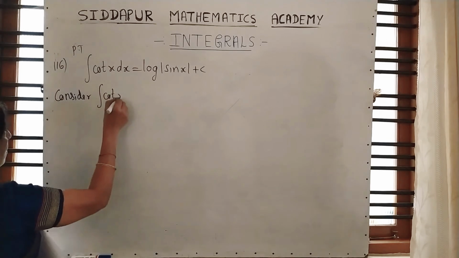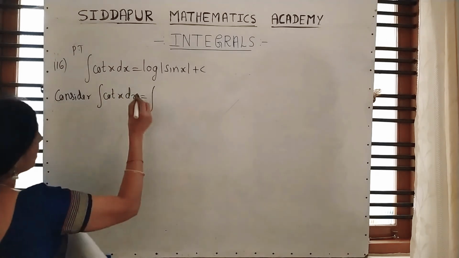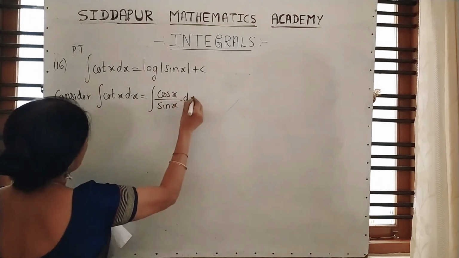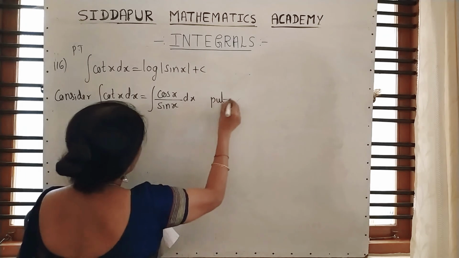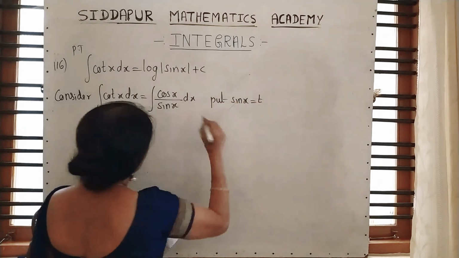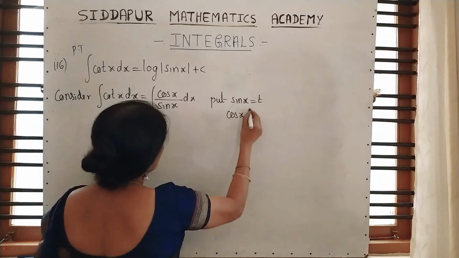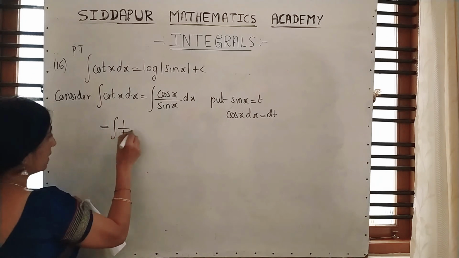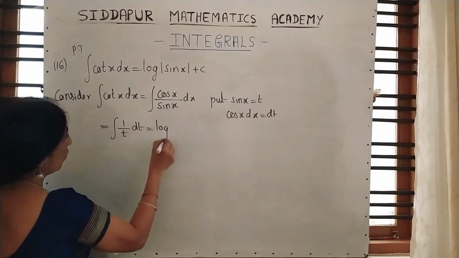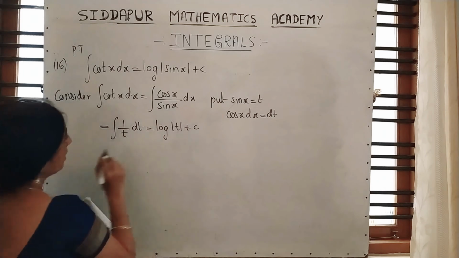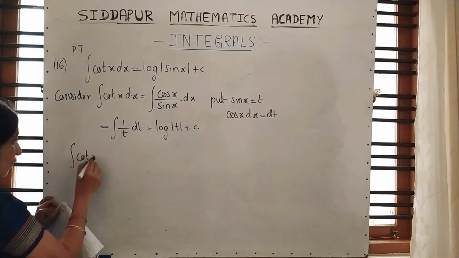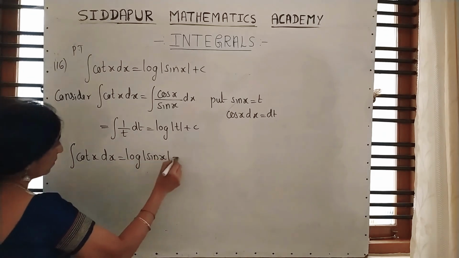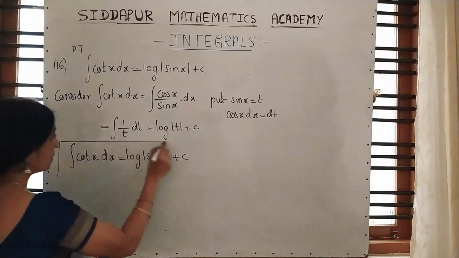Consider cot x. Write it in the form of cos and sin, and already we are familiar. Write down the denominator as t. Sin x is equal to t. Differentiation of sin x is cos x dx is dt. So we get 1 by t dt, that is nothing but log of mod t plus c. Write down the t value. So integration of cot x is log of sin x plus c.